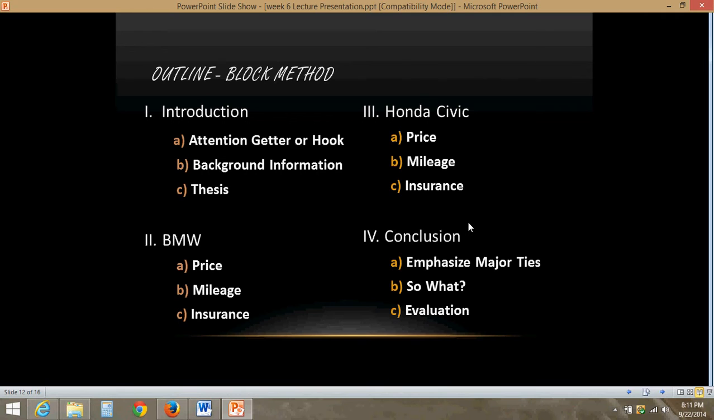And then of course we have a conclusion, which would emphasize the major ties that you have created from these two topics of BMW and Honda. You're going to re-look at the ties that you have made, perhaps show the differences again, emphasize what you want to emphasize depending on your purpose. So the purpose of this essay was to determine which vehicle to buy. So you would want to bring that back up in the conclusion, determine the purpose, which is to buy it or not, and then the evaluation, which would be your decision. So that should actually be in the conclusion if that's the purpose that you are going to have.